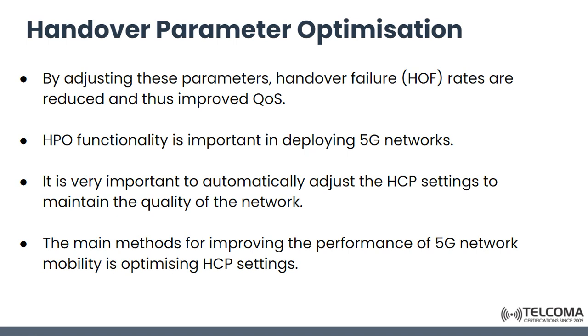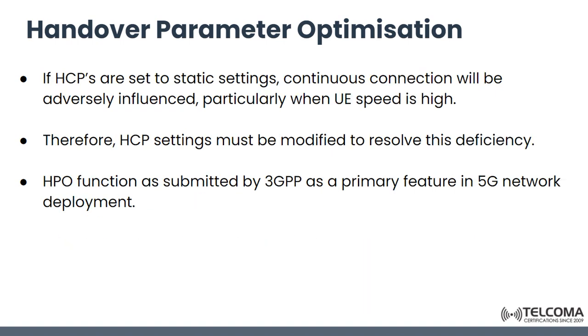Handover parameter optimization functionality is important in deploying 5G networks. So it becomes very important to automatically adjust these handover control parameter settings so that it can maintain the quality of the network. The main method for improving the performance of 5G network mobility is by optimizing these settings.